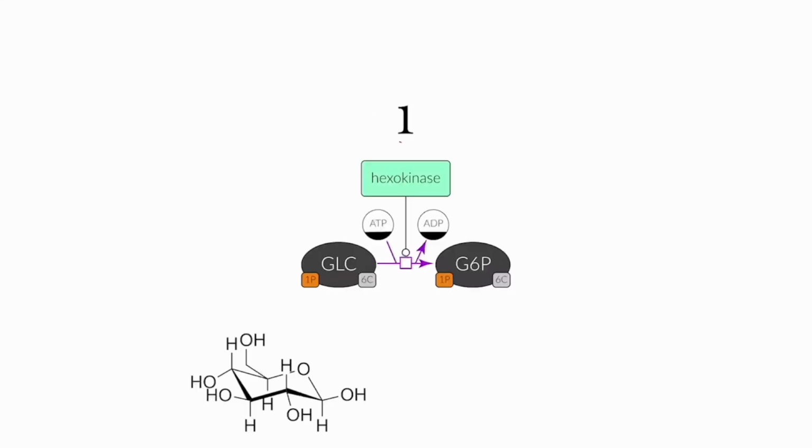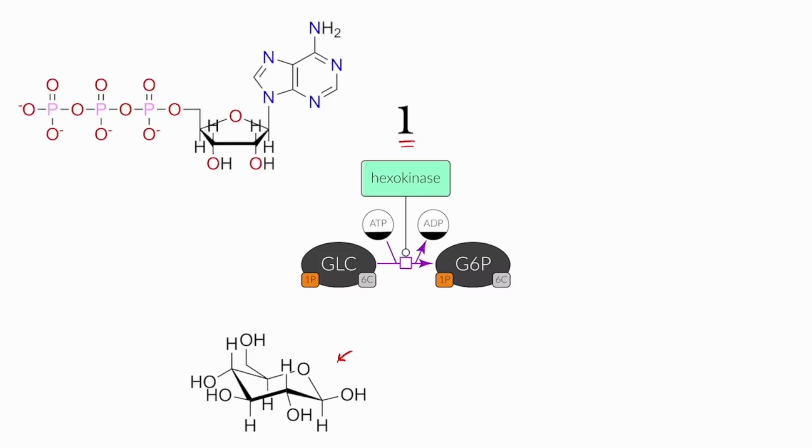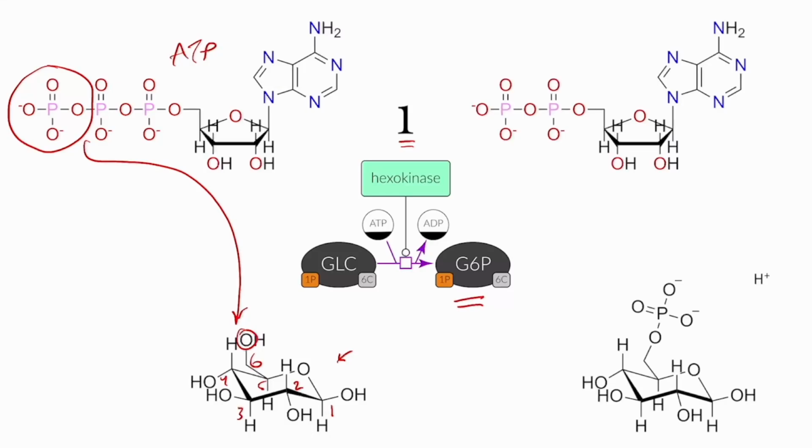All right, so step 1 is catalyzed by the enzyme hexokinase. What it does is it takes a glucose, shown down here, a 6-carbon sugar. It takes an adenosine triphosphate, an ATP. And it's going to take the trailing phosphate off of this ATP, and put it on the 6th position of the glucose. You recall that sugars are numbered 1, 2, 3, 4, 5, 6. So this gets the name glucose 6-phosphate because we put a phosphate on the 6th position.